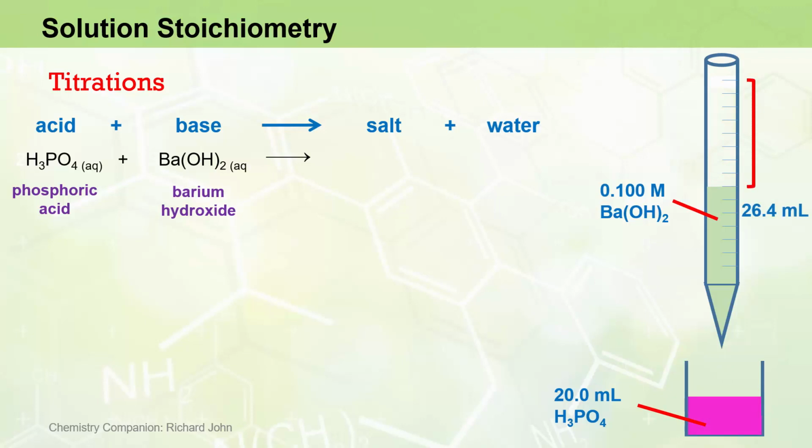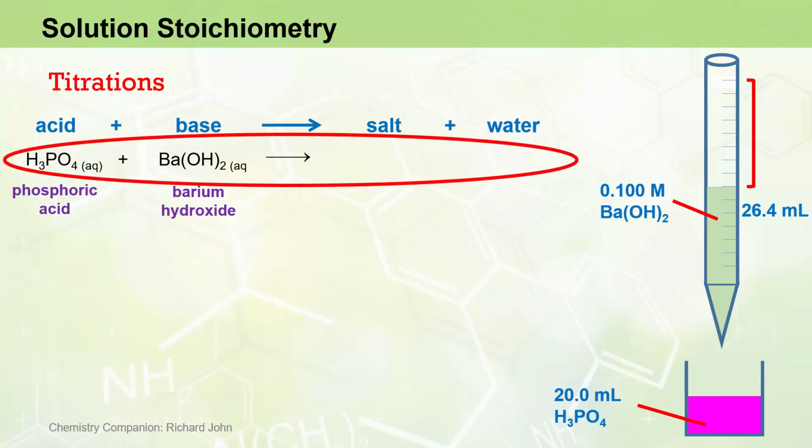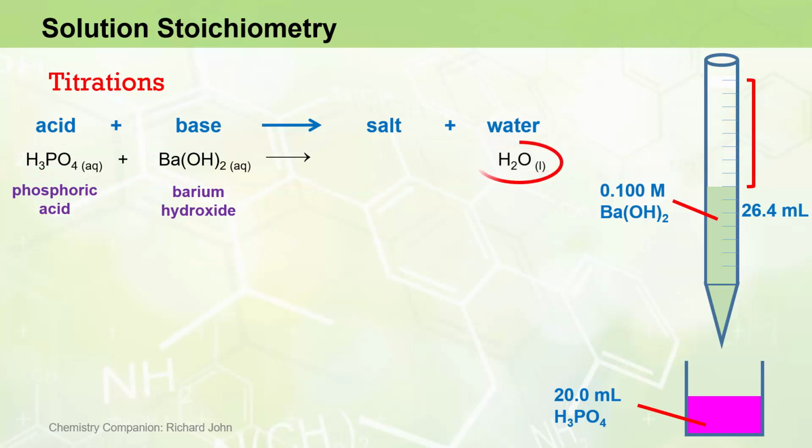So let's say, for argument's sake, it took 26.4 milliliters of the standard barium hydroxide solution to neutralize the acid in the 20 milliliter acid sample. We now have enough information to calculate the concentration of the phosphoric acid in the solution. But before we do any calculations, we first have to generate our balanced chemical equation based on our knowledge of acid-base reactions, which we know give us a salt of some kind plus water as the two products. So let's write water in as one of the products.